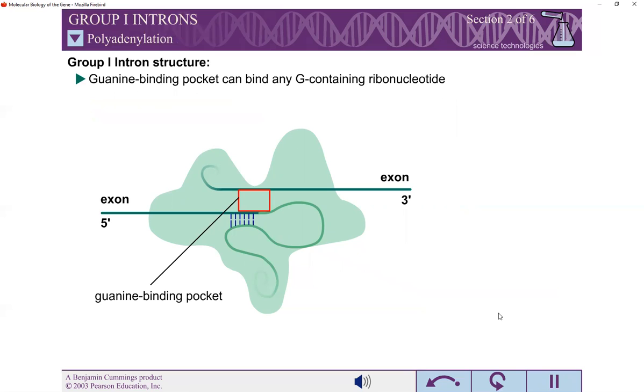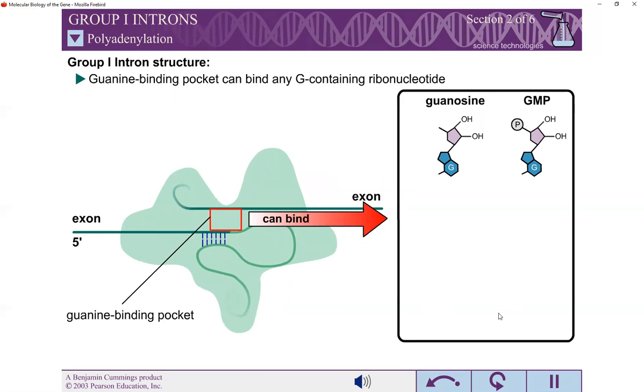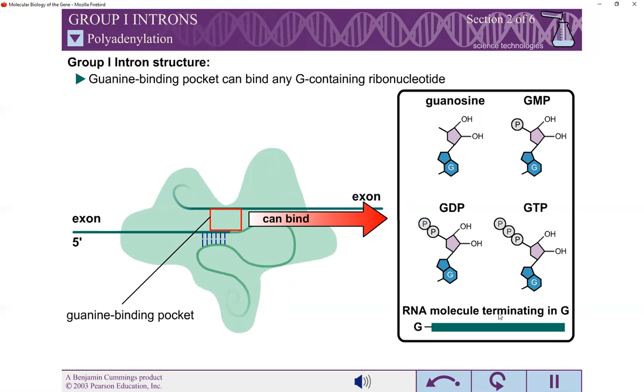The guanine binding pocket is capable of binding any guanine-containing ribonucleotide, including guanosine, GMP, GDP, GTP, or an RNA molecule that terminates in a guanine residue. So it can bind with GDP, GTP, guanosine, or any molecule that terminates with a guanine residue.